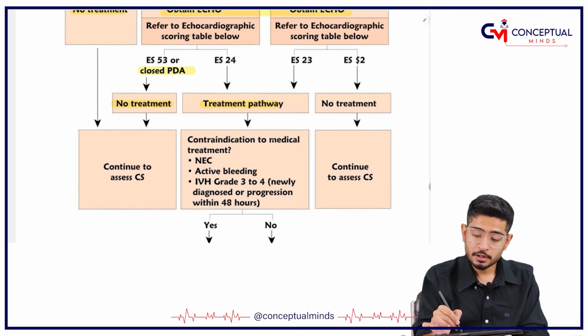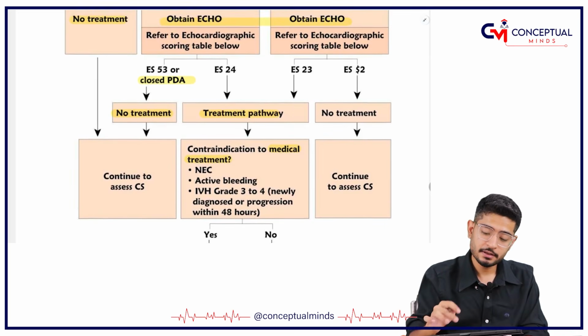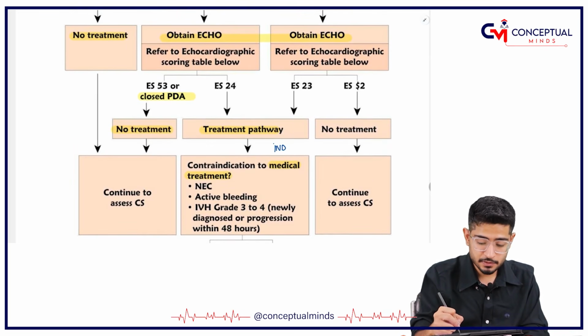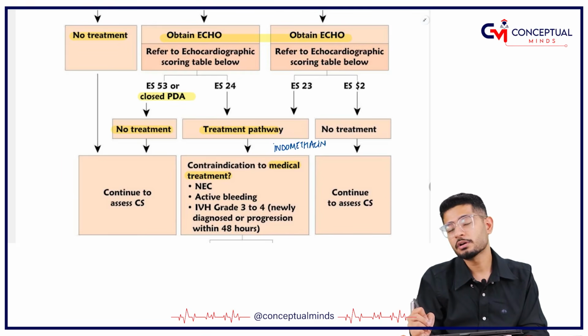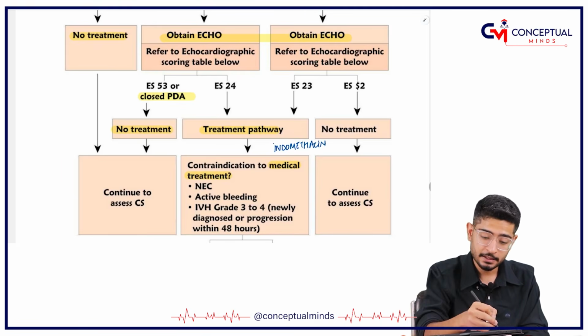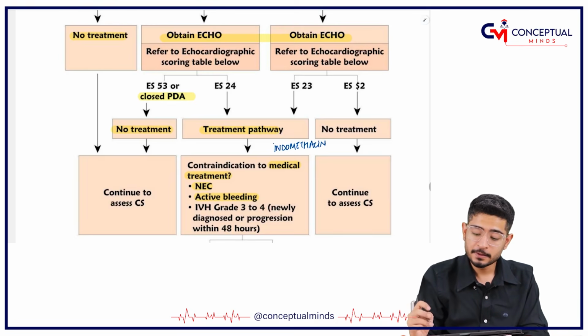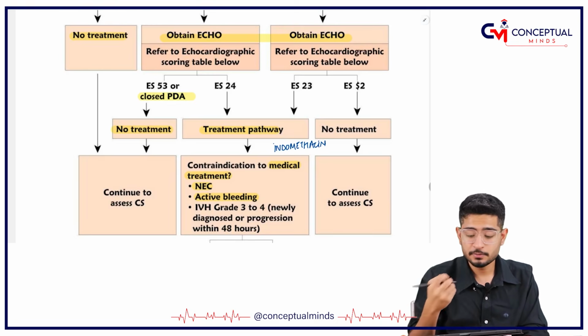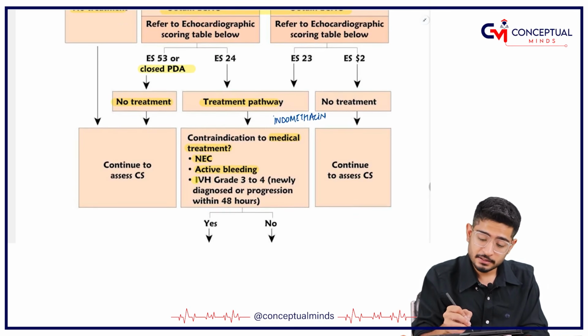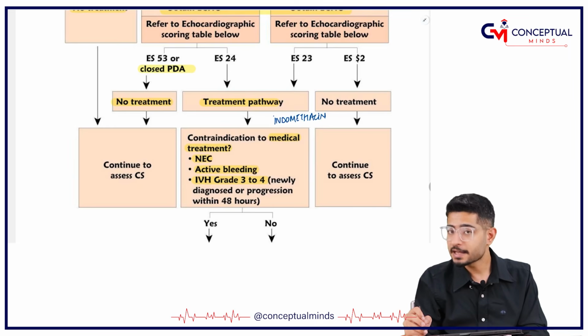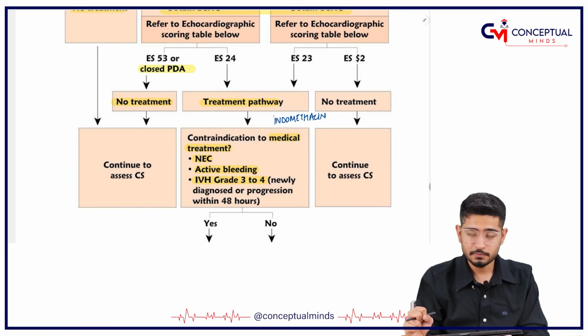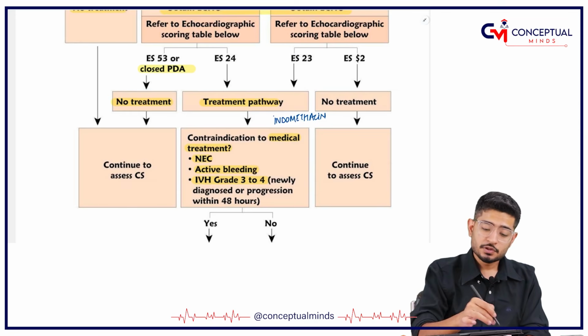And what is the treatment pathway? Sometimes we have to give the medical treatment. Just like I have told you, indomethacin is something which we have to start. But indomethacin is not indicated in some conditions, like if the patient is having active bleed, or if there is necrotizing enterocolitis. In both these conditions, we can't give indomethacin or ibuprofen. In fact, in intraventricular hemorrhage, because the hemorrhage is happening, why is indomethacin not given in this case?